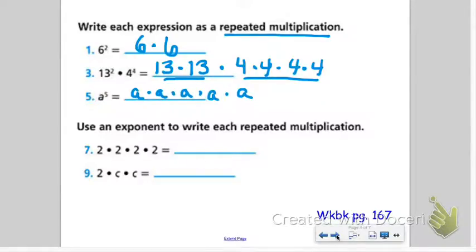Now for number 7 and 9, we're going to use an exponent to write each repeated multiplication. So for number 7, it looks like we have 2 as our factor 4 times. So that's 2 to the fourth power. And in number 9, we have 2 times c times c. We'll look to see what is the number that is actually having the repeated multiplication. That's c times c. That's where you see the repeated multiplication of c. So 2, there's only one 2. But you see c is being repeated twice. So 2 times c to the second power.